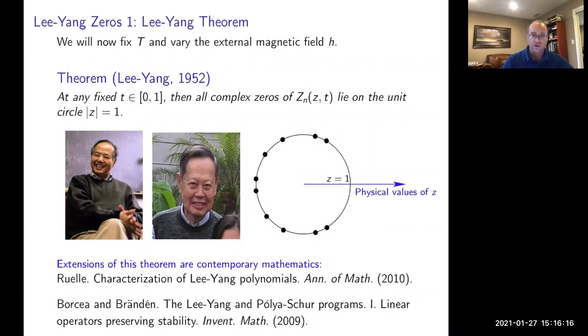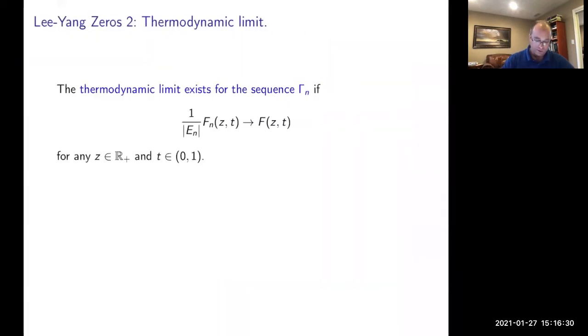One of the things that it does, beyond just telling you where the singularities for your free energy could potentially be in the limit, is it allows you to do the thermodynamic limit in much greater generality than with the Fisher zeros. So I want to talk about the thermodynamic limit. A more classical definition of the thermodynamic limit, if you asked a physicist, would be something like this, where n should be the cardinality of the vertex set. I'm sorry about that. The normalized free energy, as n goes to infinity, converges pointwise on the physical values, z positive and t between 0 and 1, to some limiting function.